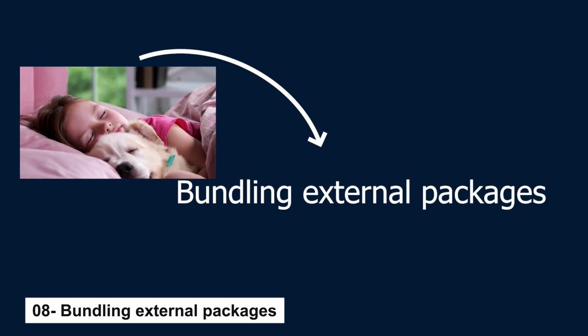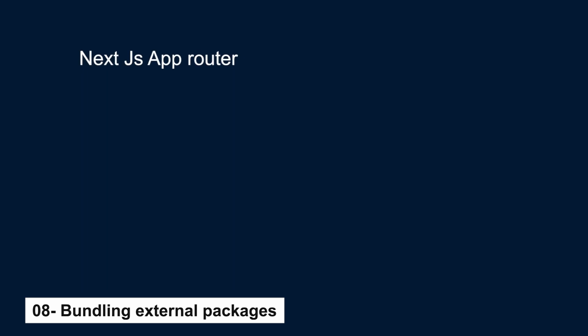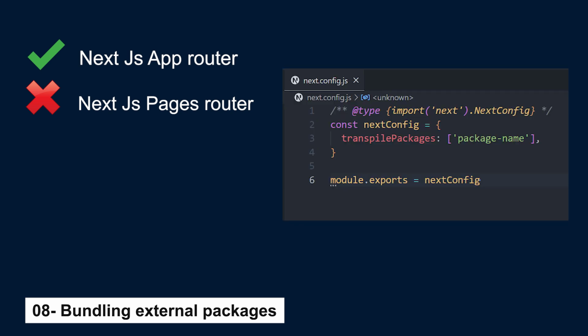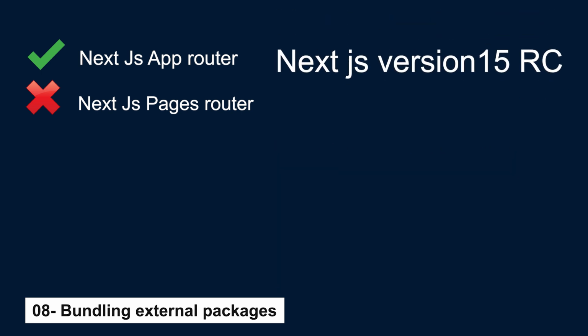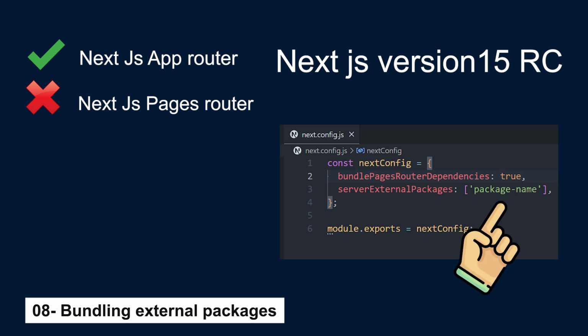If you are tired of cold start performance, bundling external packages can help you have a faster start. This bundling is handled by default in the Next.js App Router. But in the Pages Router, they are not bundled by default, and you can specify them with transpilePackages for bundling. In version 15, it is already enabled for the App Router. But for the Pages Router, you can use bundlePagesRouterDependencies to enable it for all external packages automatically. Also, you can specify the packages you want by using serverExternalPackages.